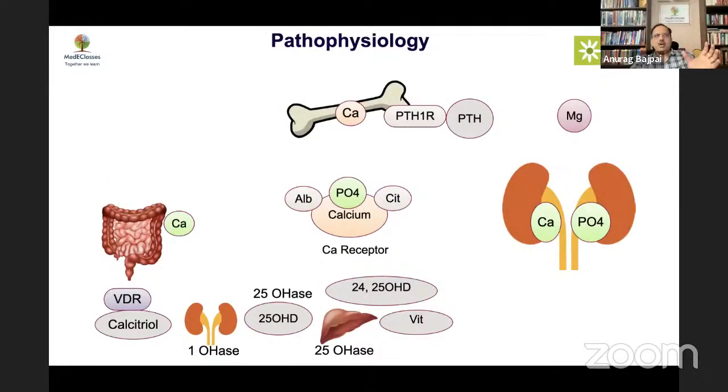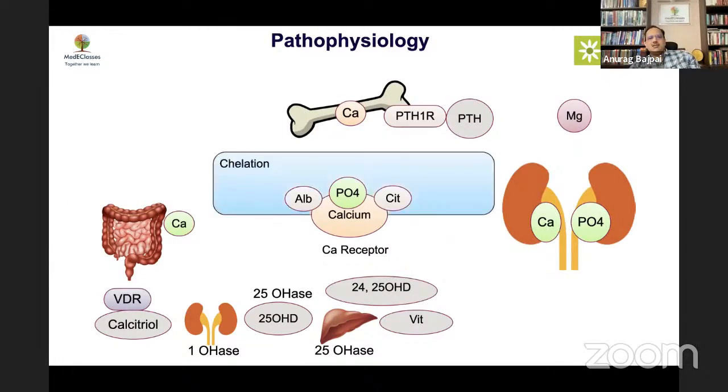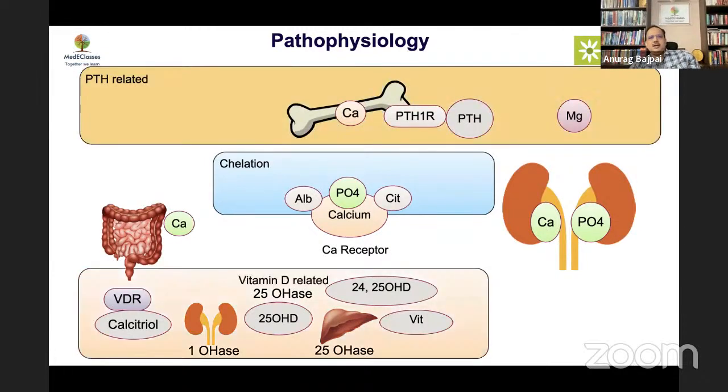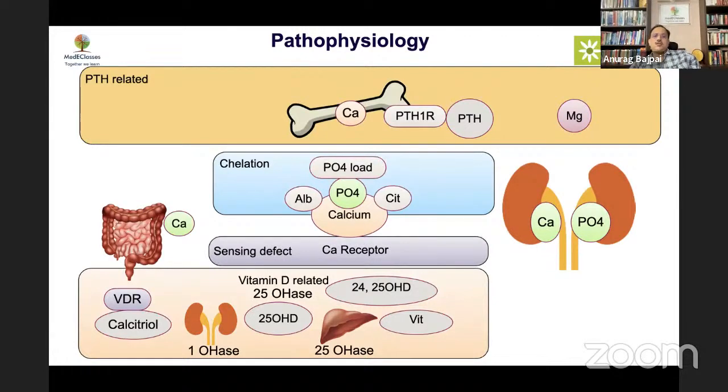Now, in this background of the three major organs, the intestine, the kidneys, and the bones, and the three major hormones, the PTH, calcitonin, and vitamin D, we can classify hypocalcemia. First, false hypocalcemia, a condition in which there's an ionic calcium defect because of chelation. There could be PTH related problems, problems in the vitamin D axis, or also in the sensing axis, which also affects PTH secretion. If there is more phosphorus load, respiratory or metabolic alkalosis, or exchange transfusion, particularly with citrated blood, there will be chelation.